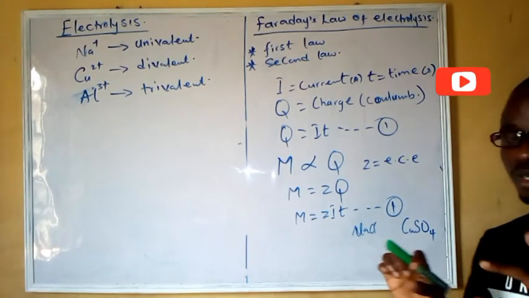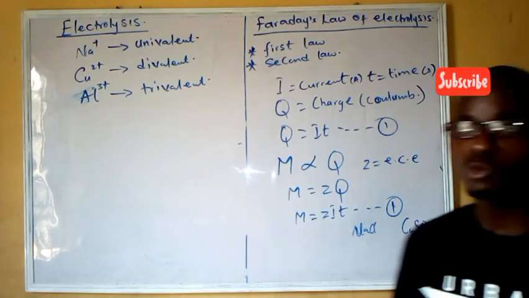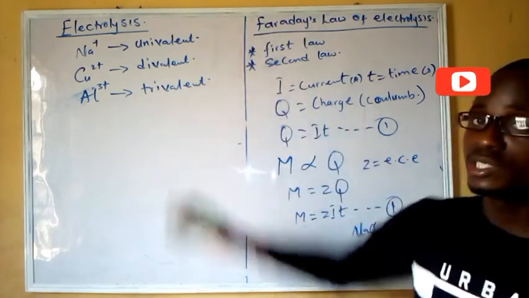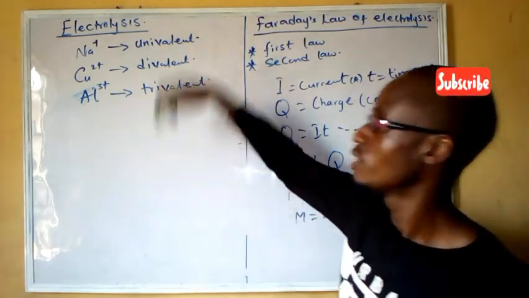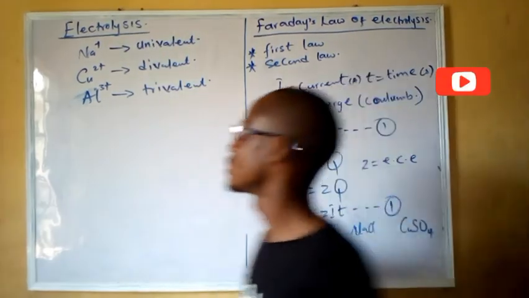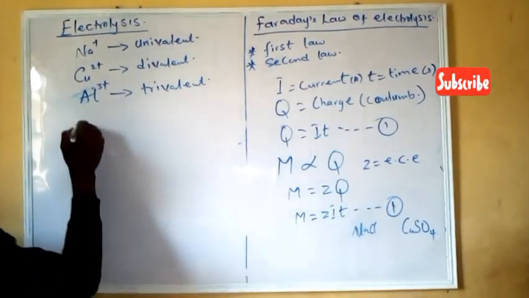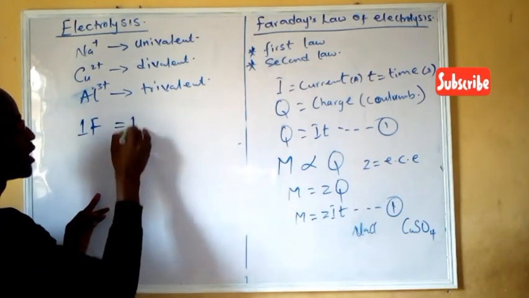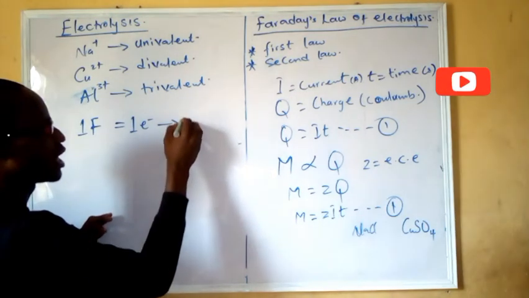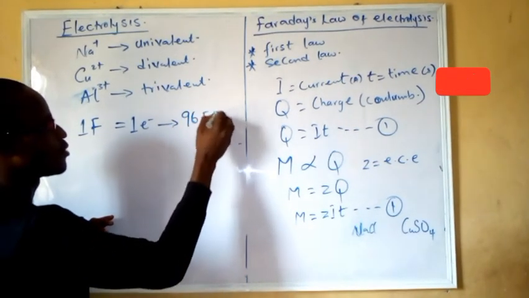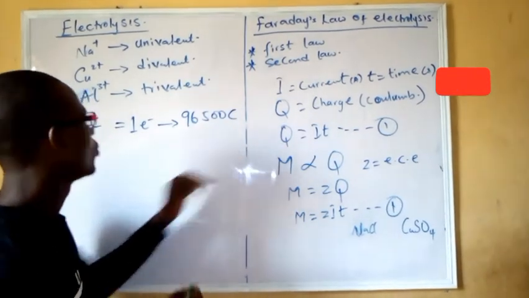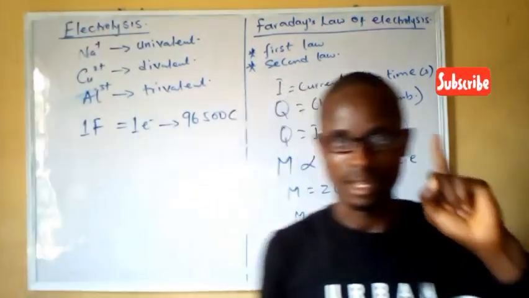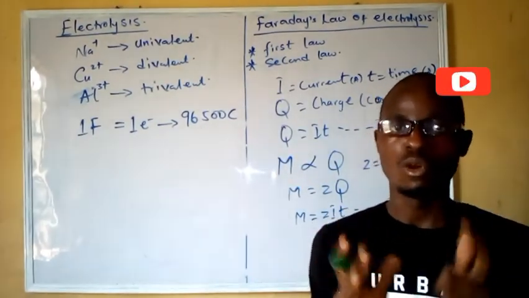So what Faraday's second law is trying to say is that if I pass the same quantity of charge into a solution that contains these ions, the number of moles of element discharged is inversely proportional to the charge on them. In a nutshell, 1 Faraday, which equals 1 mole of electrons, which is also 96,500 coulomb of charge, will be able to discharge 1 mole of univalent ion.